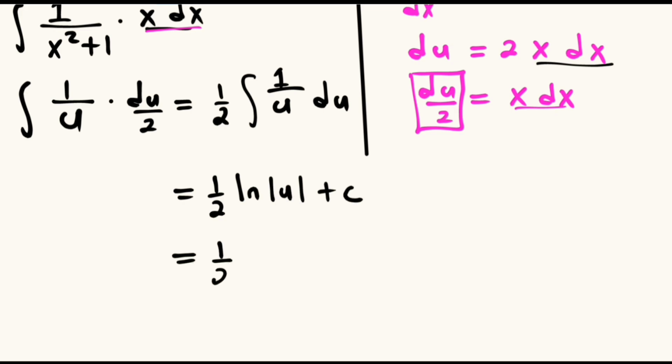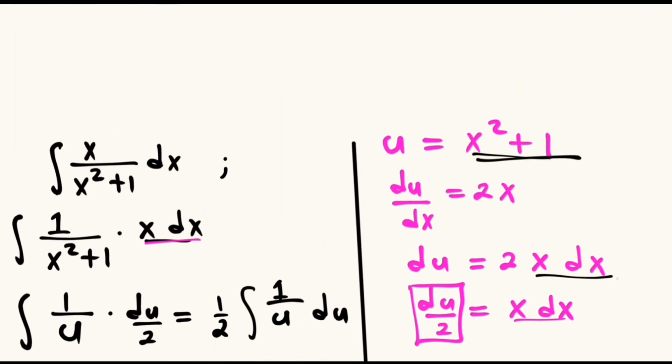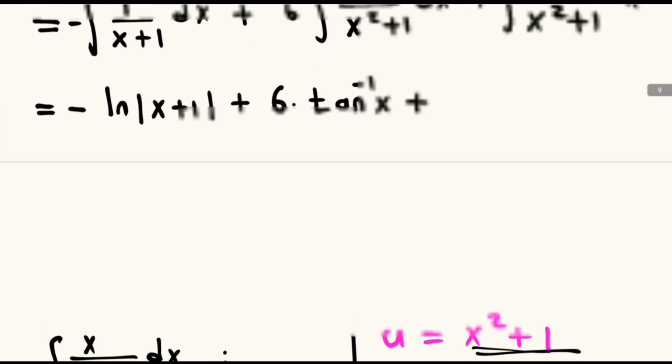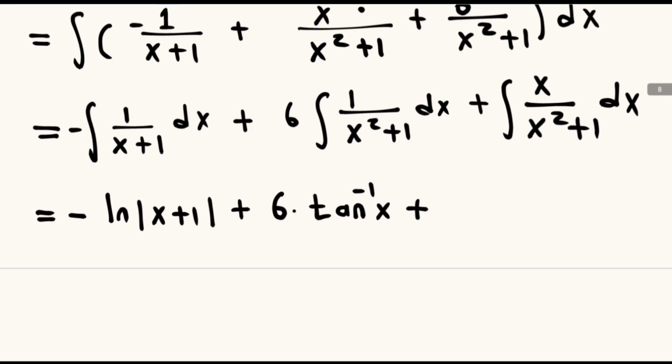This will be equal to 1 over 2 multiplied by the ln of, in the place of u, we substitute back the x squared plus 1, plus c. So we determined the integral of x divided by x squared plus 1 dx as 1 over 2 multiplied by the ln of x squared plus 1 plus our constant c.